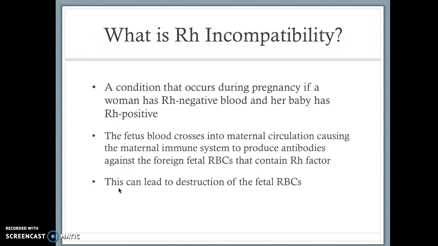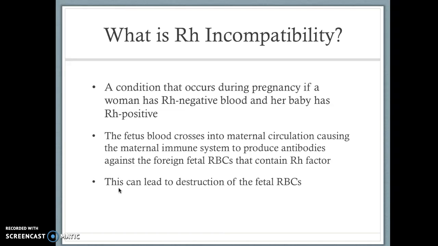The A positive baby, although they're both type A, has the RH protein attached to the red blood cells. And the A negative mom does not have the RH protein, which makes her RH negative. So the fetus's blood somehow crosses into the maternal circulation, which causes the maternal immune system to produce antibodies against the foreign fetal red blood cells, which contain that RH factor or protein that the maternal red blood cells do not.